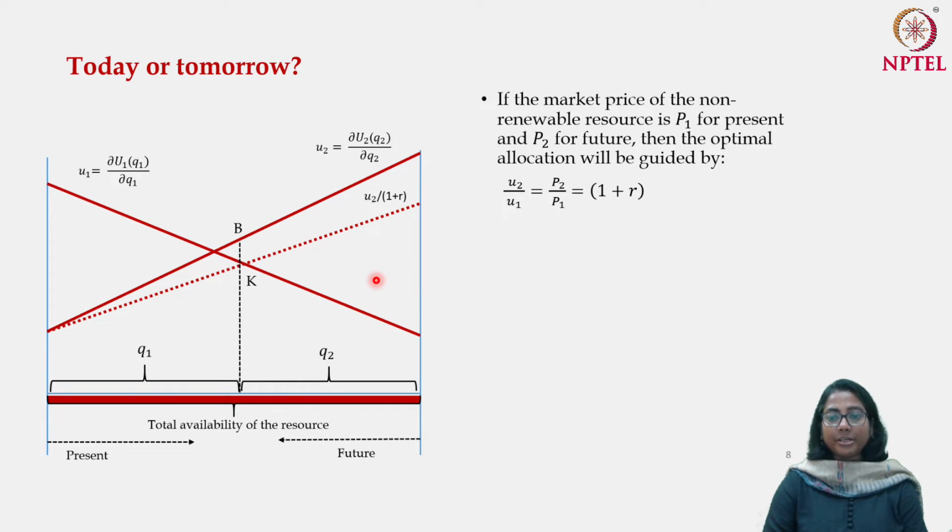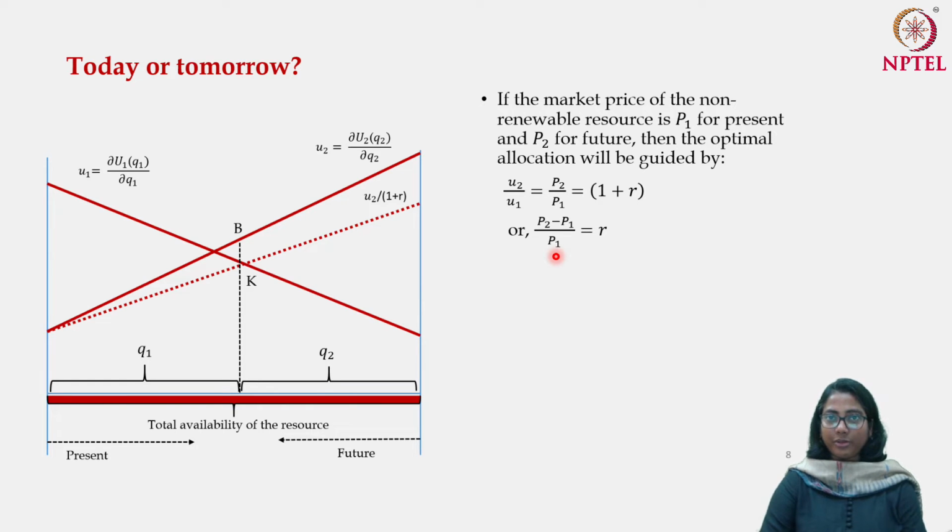So now how do we determine the price? Again coming back here, if I say U2 by U1 is equal to P2 by P1 is equal to 1 plus R, then doing a little bit of manipulation, P2 by P1 is equal to 1 plus R, which means R is equal to P2 by P1 minus 1, which is P2 minus P1 divided by P1 is equal to R. Now what is this P2 minus P1 divided by P1? This is the rate at which the price is growing from today to tomorrow.